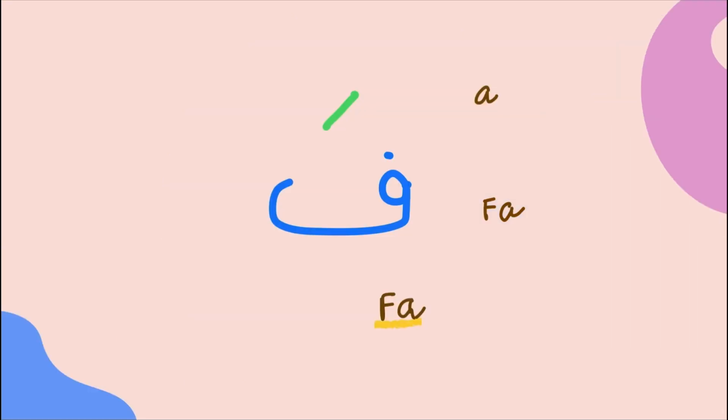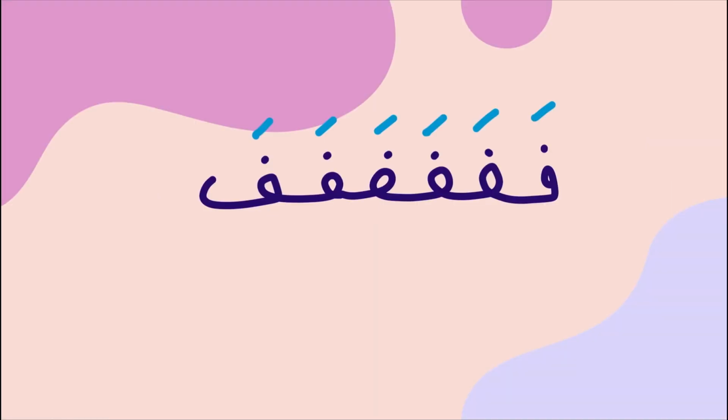You might be wondering why the happy guy looks so different. We will learn about this another day. Bye, happy guy Ha. Our next letter is the letter Fa. Fa is a loopy loop letter with one dot on top. Fa with a fatha makes Fa. Fa, fa, fa, fa.